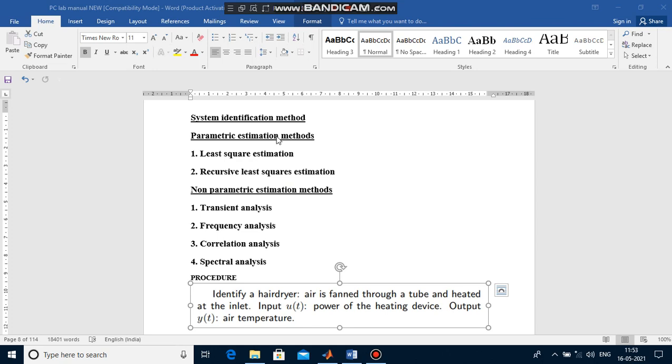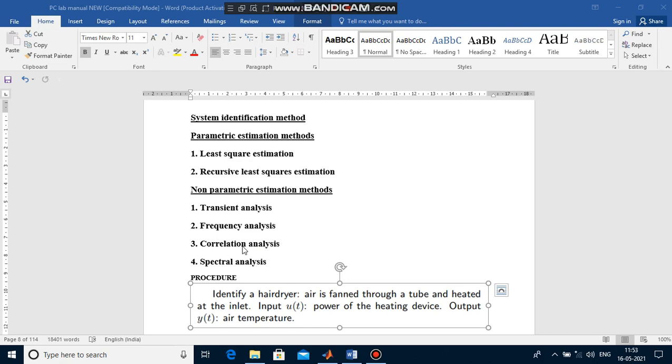In parametric estimation method, there are two types: one is least square estimation and another one is recursive least square estimation. In non-parametric estimation method, there are four types: transient analysis, frequency analysis, correlation analysis and spectral analysis.